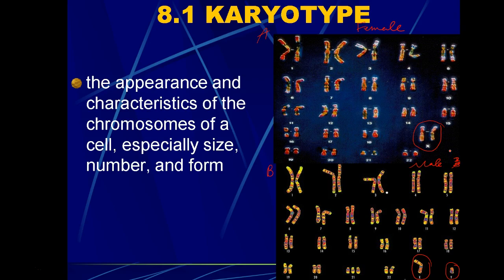Again, it's the appearance and characteristics of the chromosomes that are found inside of a cell. Things that it shows us, especially the size, it shows us the shape of them, and it shows us the number.